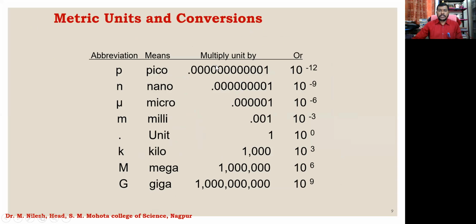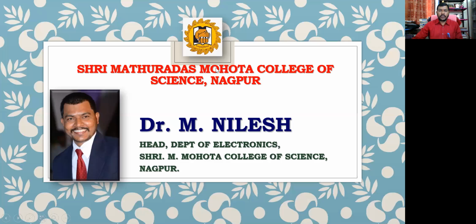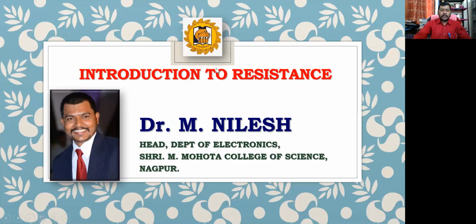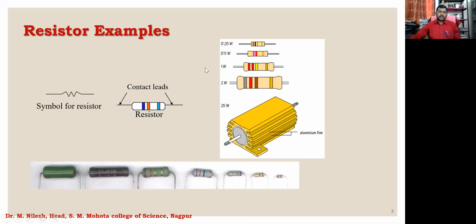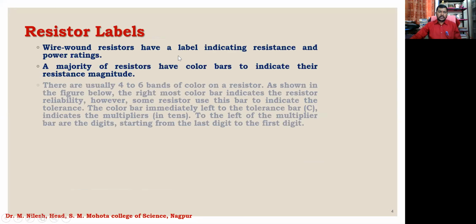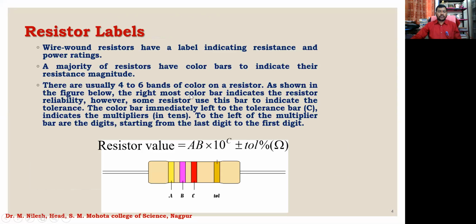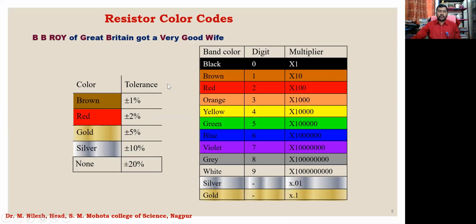Let me just refresh within a second what we have studied today. So today we have studied the introduction of resistances, in which we have studied some resistor examples, some types of resistances, and how to calculate a resistance by using color codes. So this is the formula for that.